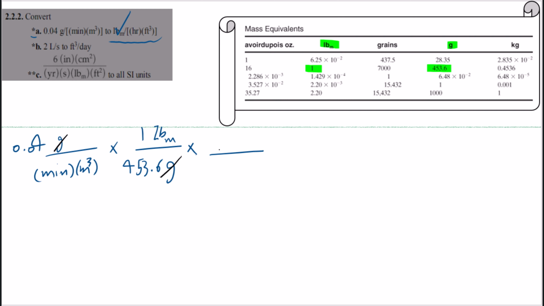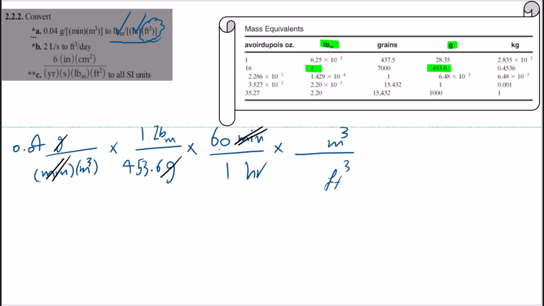Multiply. Minute must be converted to hour. So write minute here and hour here. In this case, minute will be crossed. You know that 1 hour equals 60 minute. Multiply. So this is checked. The only thing that remains is this: cubic feet. But we have here cubic meter. So write cubic meter here and cubic feet here.